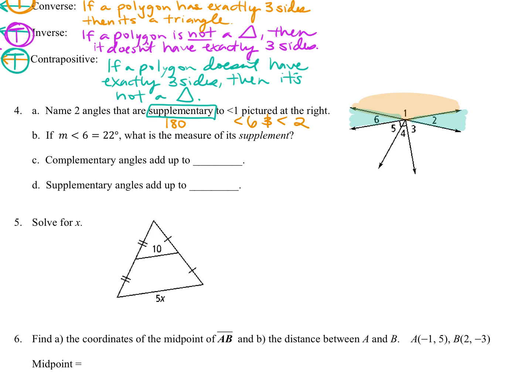Why not 5 and 3? Because it doesn't make a straight line with angle 1, right? This angle right here and this angle added to it doesn't make a straight line. The only way we can tell they're supplementary is if we see the straight line. So the straight line is right here, that would be 1 and 2. Or right here, that would be 1 and 6.